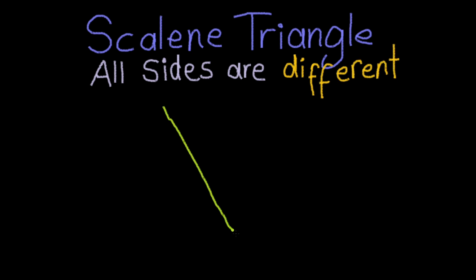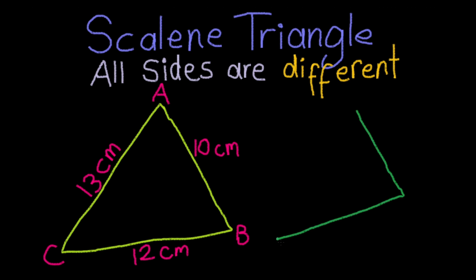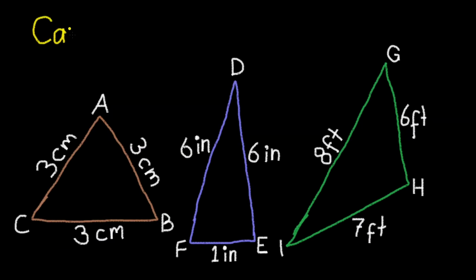Let's take a look at this triangle ABC for example. Its sides are 10 centimeters, 12 centimeters, and 13 centimeters. They are all different. So ABC is not an equilateral or an isosceles triangle, and we can identify it as a scalene triangle. Here is another scalene triangle DEF. As you see, the sides of DEF are 2 feet, 3 feet, and 4 feet. They are all different from each other, so DEF is also a scalene triangle.